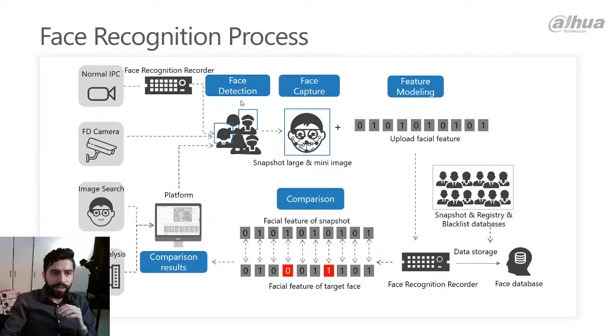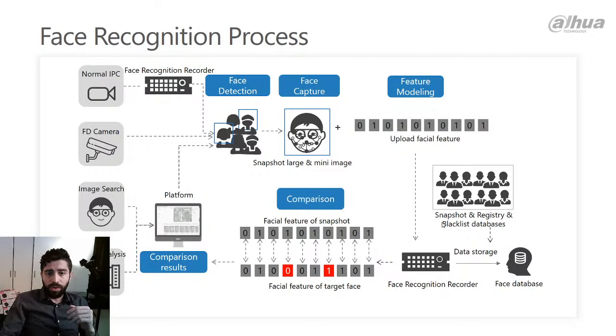So the recognition part: the snapshot, large and minimum image. Okay, we have the feature modeling. It will be converted to binary and uploaded to facial features. So the image will be converted and then uploaded to the facial features. Here the face recognition recorder will start face recognition, okay? Here it will have the data storage for the database. You can add the faces in the database inside the face recognition, okay?